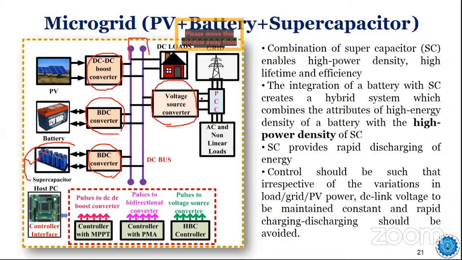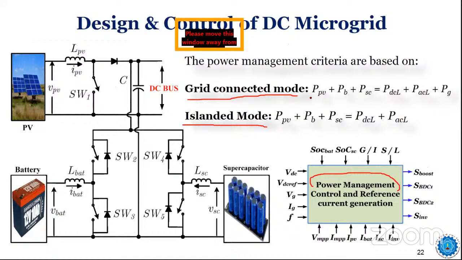This islanded mode of operation should satisfy one condition. What should be your condition? Your loads should get the power from the PV panel, from the battery, and from the supercapacitor, right? So what we need to do, as I told you initially, if you remember, one of the major objectives is DC-link voltage control. DC-link voltage control needs the reference voltage, which we generally handle with the help of a PI controller, to try to reduce the error.